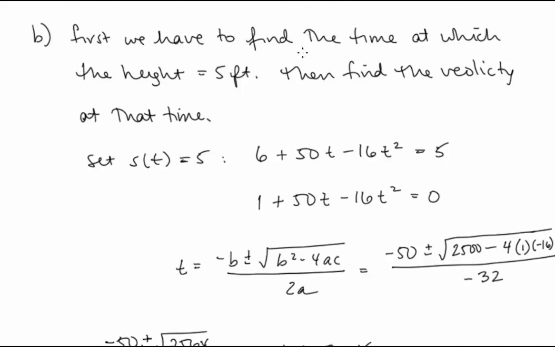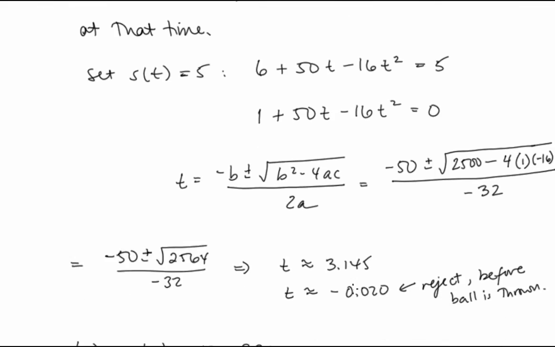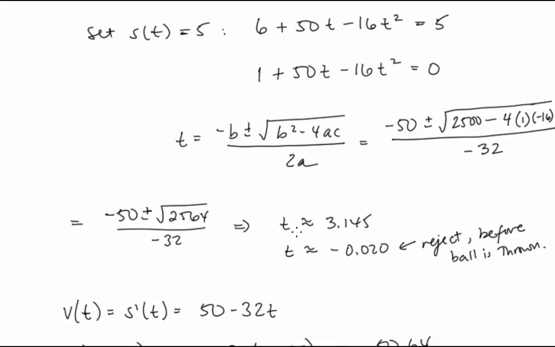First, we have to find the time at which the height is equal to 5 feet, and then find the velocity at that time. So we set the original function s of t equal to 5. We simplify, we have a quadratic, and we use the quadratic formula in case it doesn't factor. And we get t is approximately 3.145, or t is negative 0.02 as our two solutions to this quadratic.